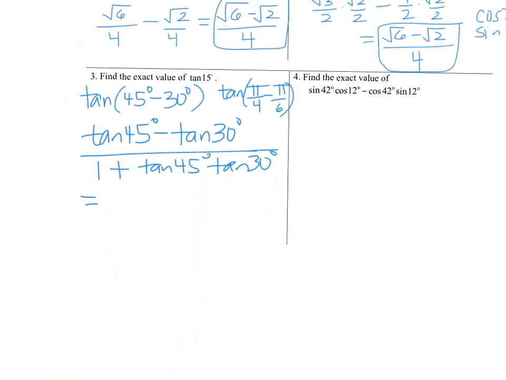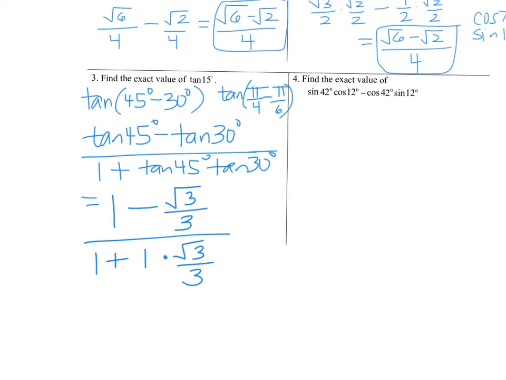Okay, let's evaluate this. What's the tangent of 45? You should know that one very quickly. 1. That's the easy one. It's rad 2 over 2 divided by rad 2 over 2. What's the tangent of 30? Now remember, tangent of 30 is really tangent of pi over 6. It's rad 3 over 3. Remember? Over 1 plus tangent of 45 is 1, and tangent of 30 is rad 3 over 3.